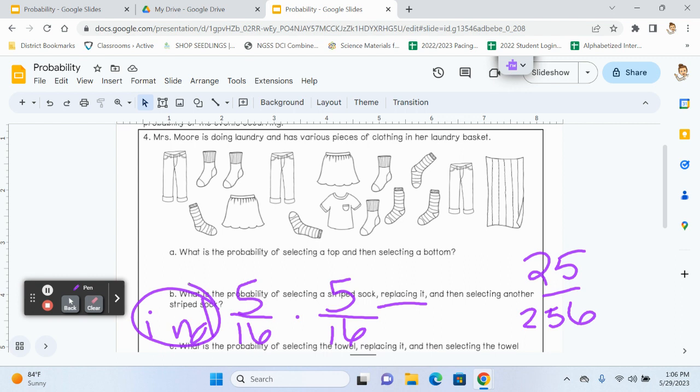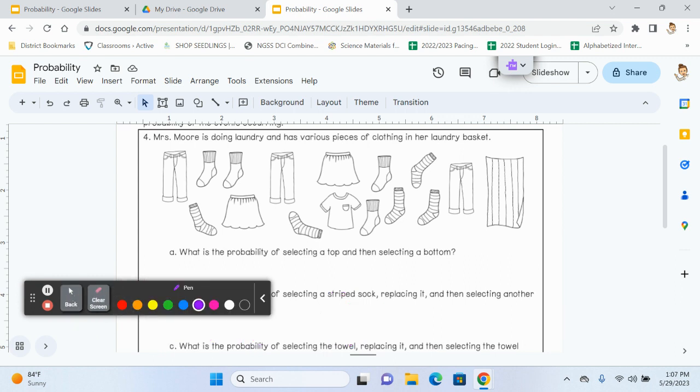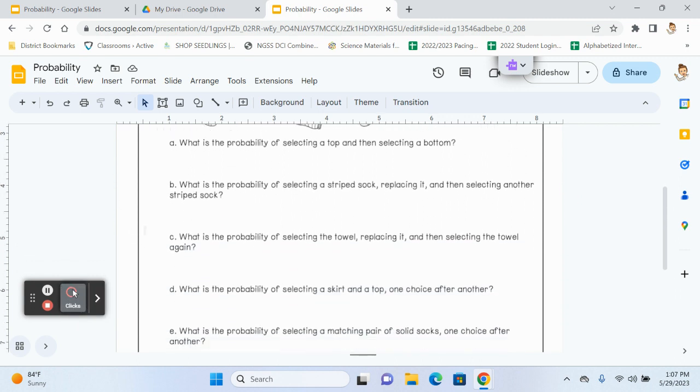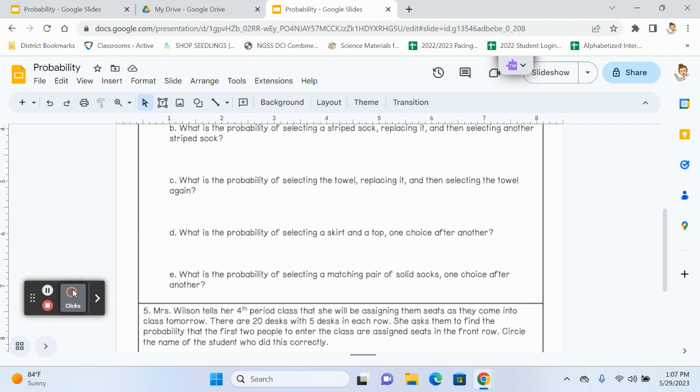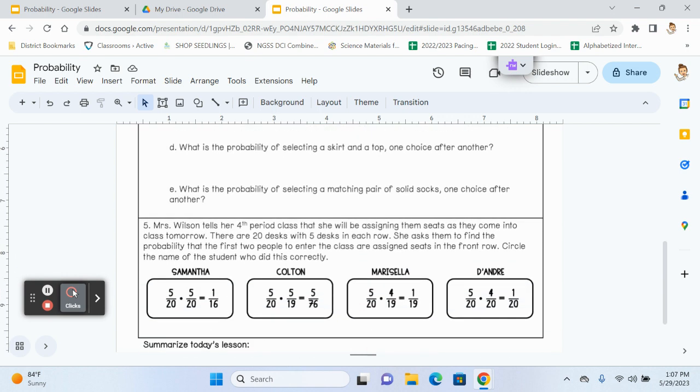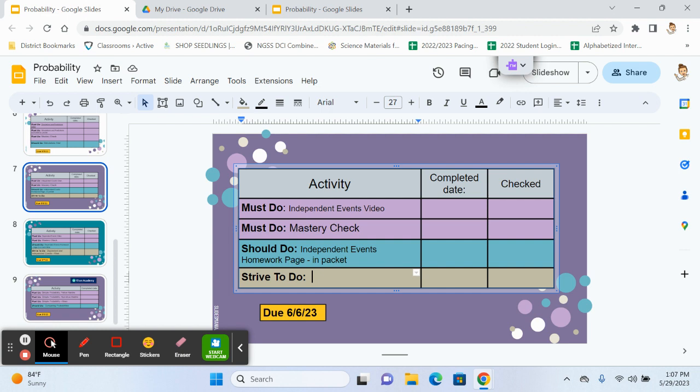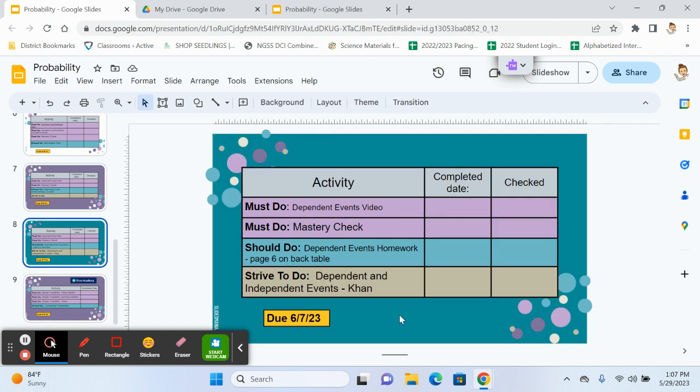Here is your job. You are going to complete C, D, and E on your own, and then also complete number 5. Once you're finished, please come and check with me. And again, we will go through. You're going to complete your mastery check and your homework page. Then, if you have time, there is an independent practice that you can do.